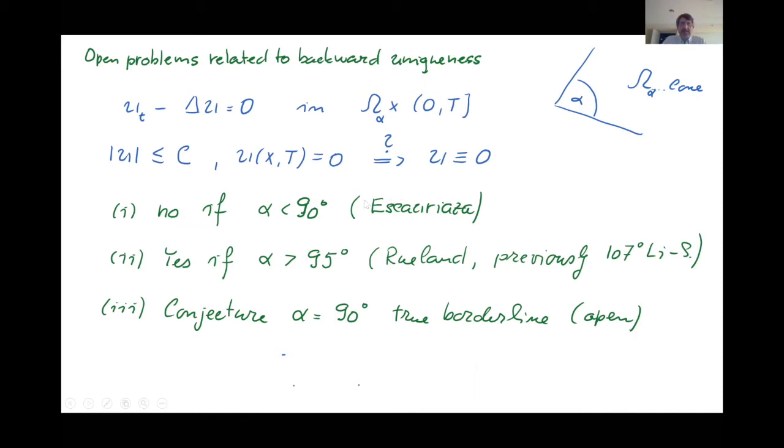But then Luis Escauriaza found a counterexample when the angle is less than 90 degrees. Then with my student Luli, we were able to show that you can go beyond half space to a domain which is smaller than half space, to something like 107 degrees or something like that. And then the best result so far is by Ankana Rieland, who proved that for 95 degrees, I think she has something like 94.8 degrees, you still have the result, the backward uniqueness. And the conjecture is that the borderline case is 90 degrees. So the statement should be true for angle bigger than 90 degrees. And we have a counterexample for 90 degrees, but this is still open.